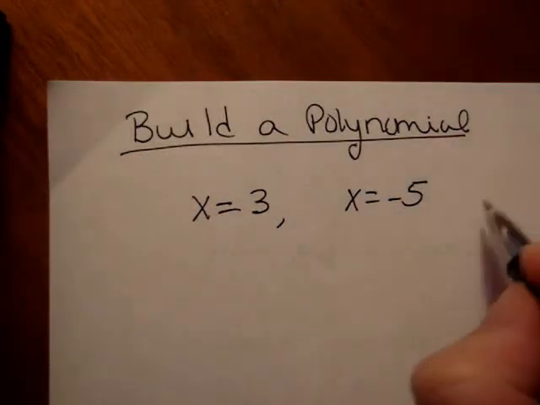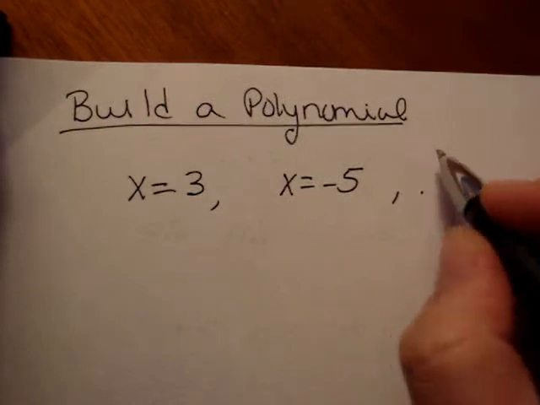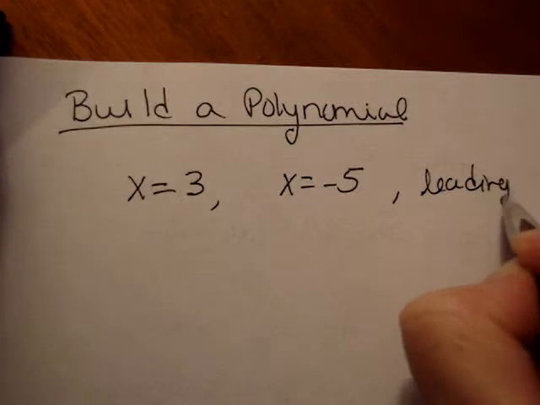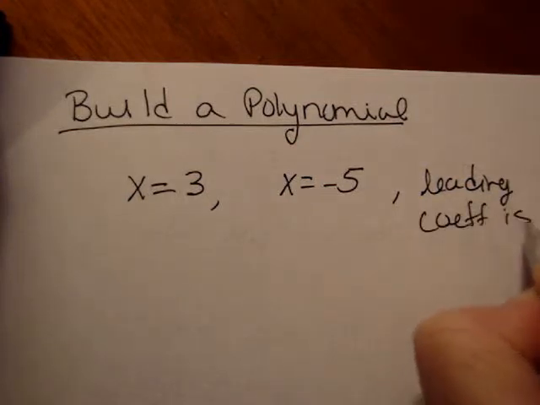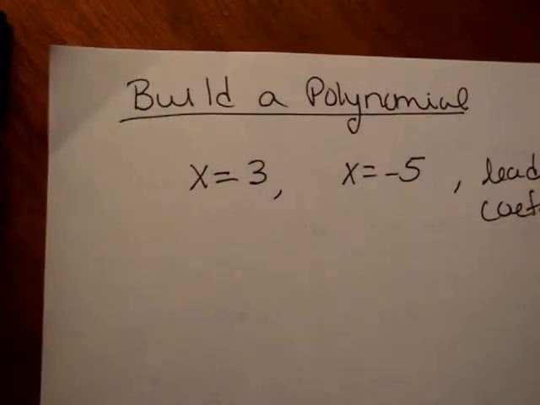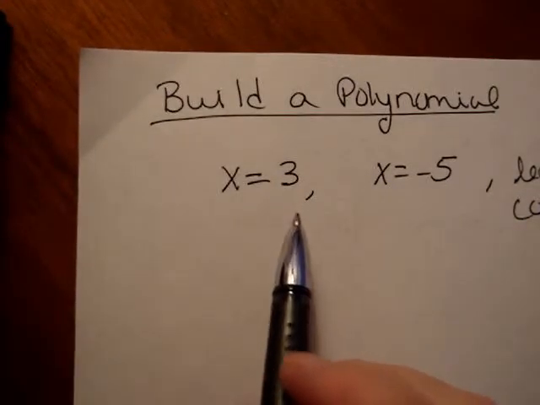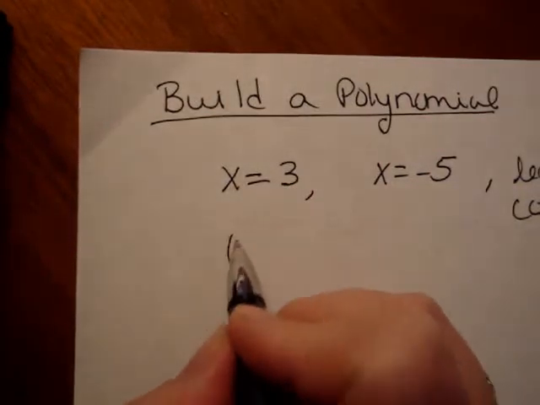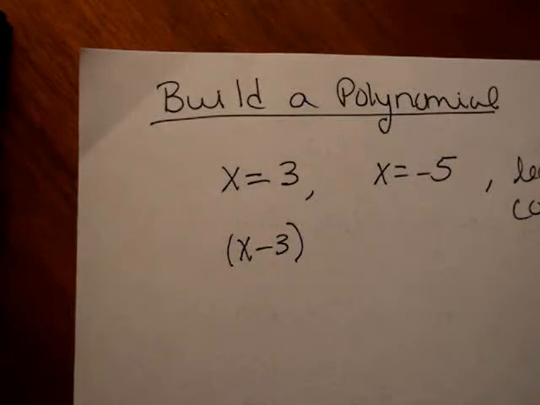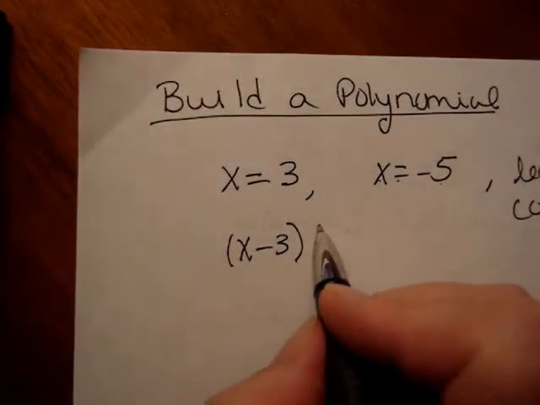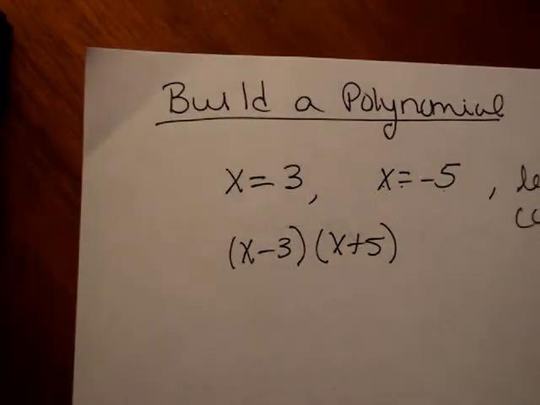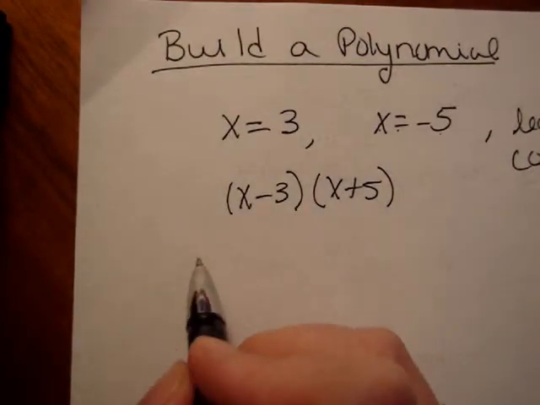And the last thing I can tell you is that the leading coefficient is 1. Okay, we'll make it easy for this first time. Well, if I know what the zeros are, remember from our list of equivalent statements, if x equals 3 is a 0, that means x minus 3 is one of the factors. If x equals negative 5 is a 0, that means x plus 5 is one of the factors. Okay? Remember I said this was a second degree polynomial, so I'm good. I've got 2 factors.